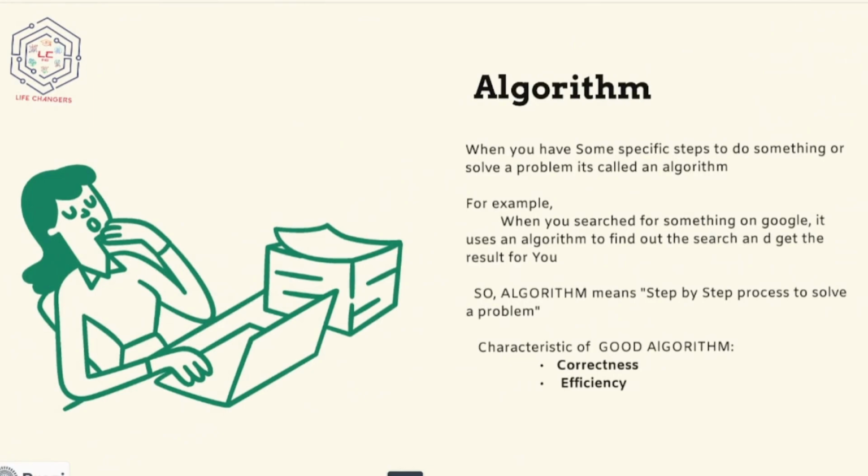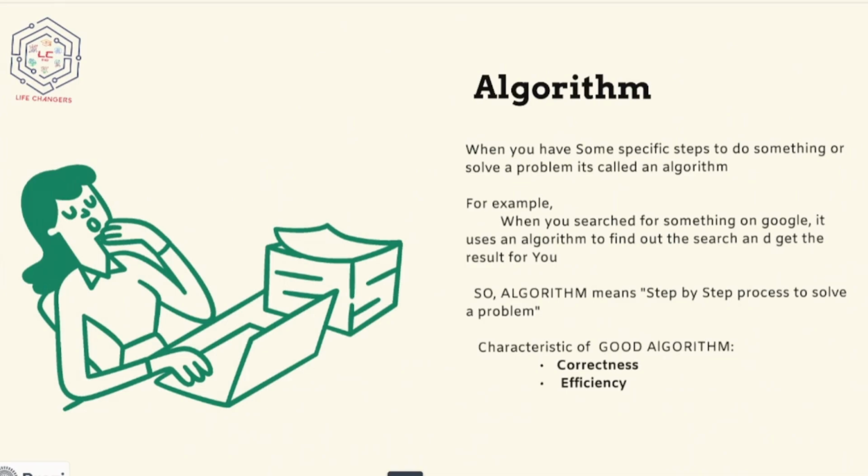So, what is an algorithm? When you have some steps to do something or solve a problem, it is called an algorithm. Okay, I'll give you an example. James Bond wants to go to the grocery to buy 7 eggs and 8 tomatoes. He does the following steps: take a shower, wear some clothes, ride his bike, stop at the grocery.